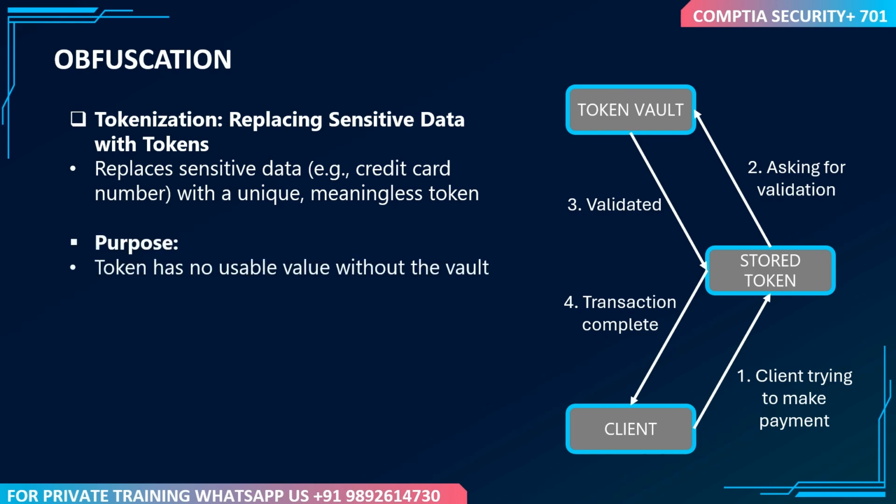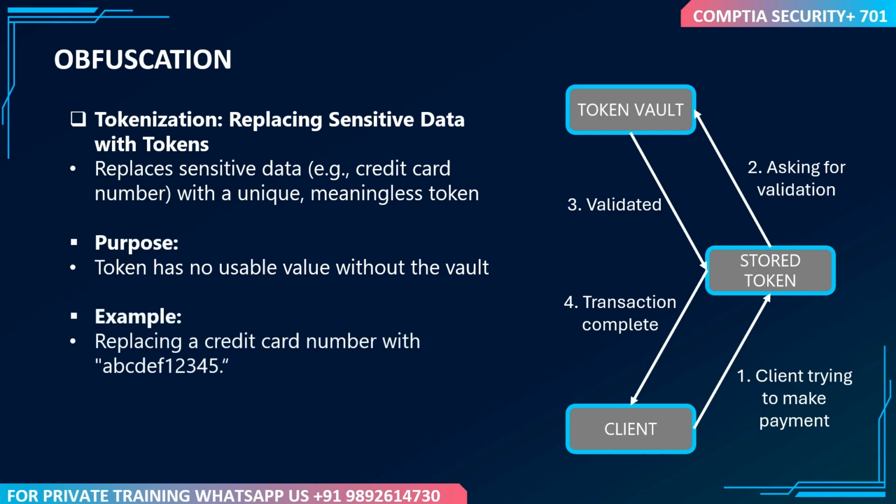In tokenization, sensitive data like a credit card number is replaced with a random or pseudo-random string of characters, that is the token. The token acts as a stand-in for the original data and it is stored in a secure database. The relationship between the token and the original data is maintained in a separate, highly protected system called a tokenization vault. Only authorized parties can access the tokenization vault and map tokens back to their corresponding sensitive information.